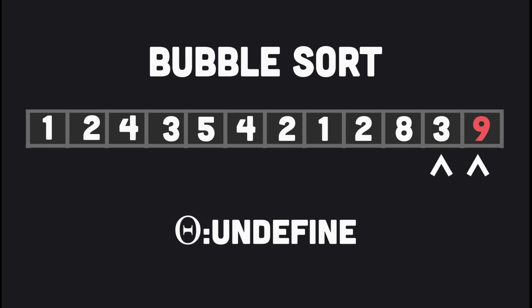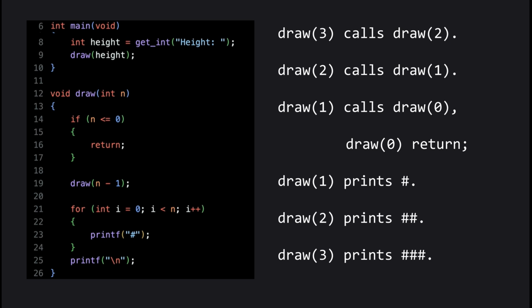CS50 perfectly illustrated recursion with the Mario brick example. You start with a simple base case, like printing one brick, and then the function calls itself to build up the entire structure, line by line. And recursion isn't just for drawing. It's incredibly useful in algorithms, like in the next sorting technique.